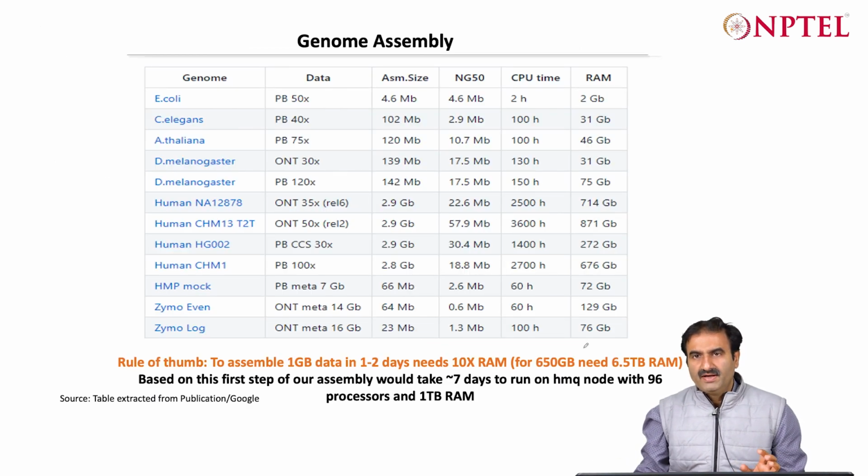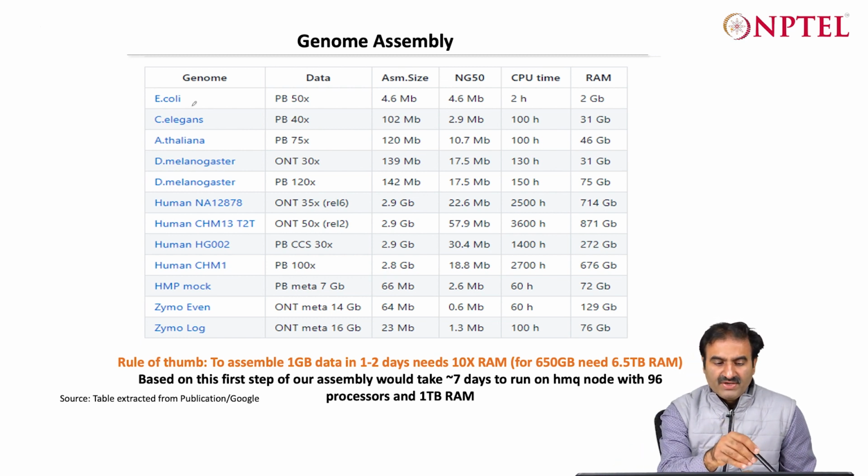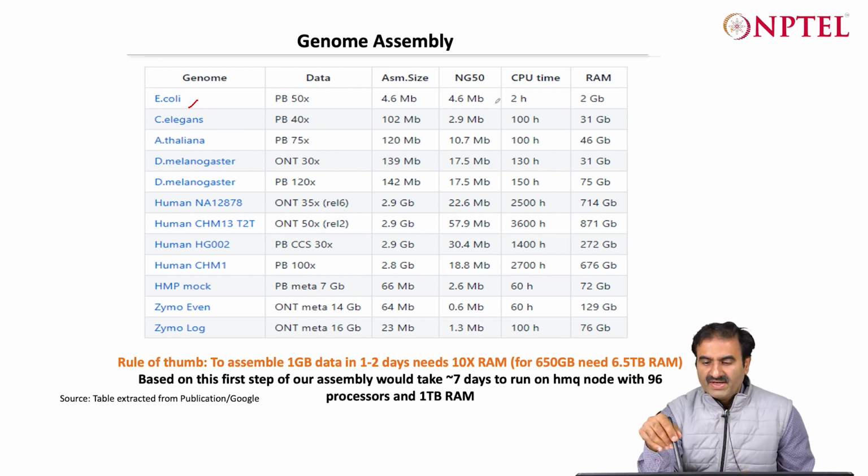Okay, then this gives you some idea of how much CPU and RAM it may take given a particular amount of data. For example, you are dealing with the E. coli genome, which is something like 4.6 MB in length, and you have generated 50x data of this. So 50x of 5, that is 250 MB of data you are using. It will take about 2 hours and 2 GB RAM on a system.